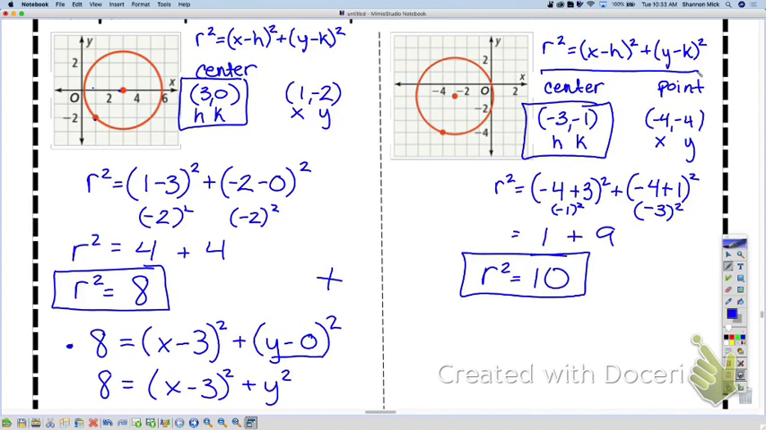So what's it going to be, Carly? What is your r squared? 10. So 10 equals x minus negative 3, so it's going to be positive 3, squared, plus y minus a negative 1, so it turns into a positive 1, and then squared.